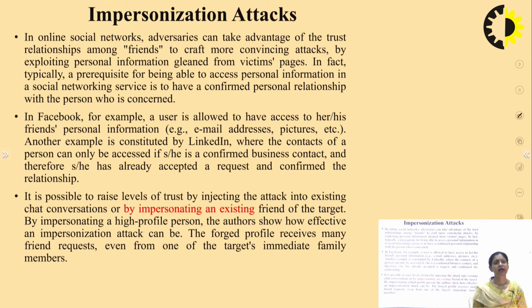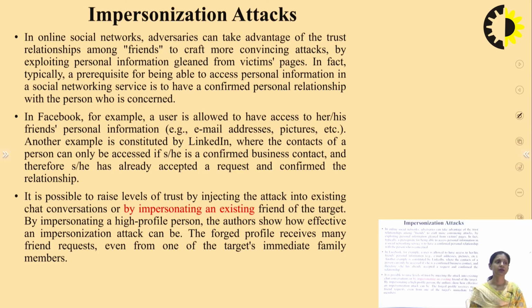The next one that we have is impersonation attacks. Sometimes adversaries can take advantage of the trust relationship among friends to craft more convincing attacks by exploiting personal information that is gleaned from the victim's page. In fact, the prerequisite for being able to access personal information is to have a confirmed personal relationship with the person concerned. For example, on Facebook, a user is allowed to have access to his or her personal information only when he or she is a confirmed business contact or in a relationship as a friend.